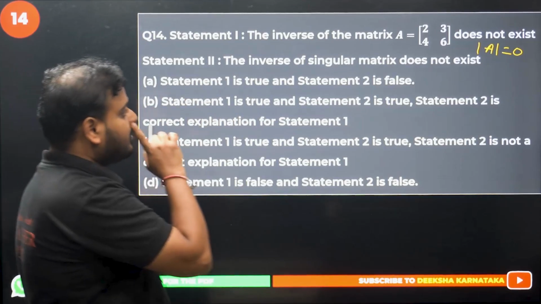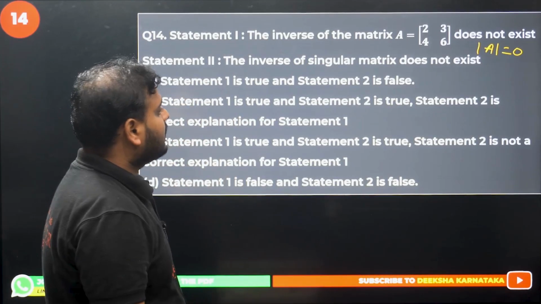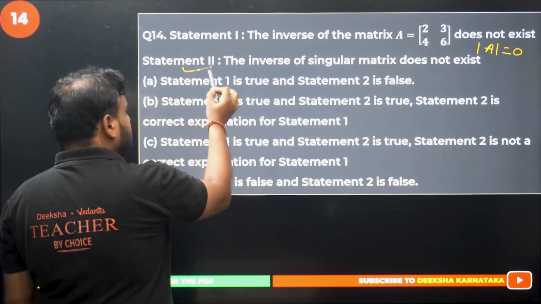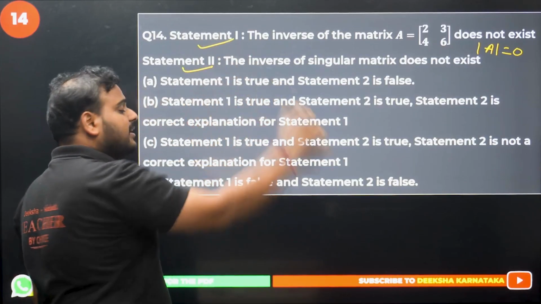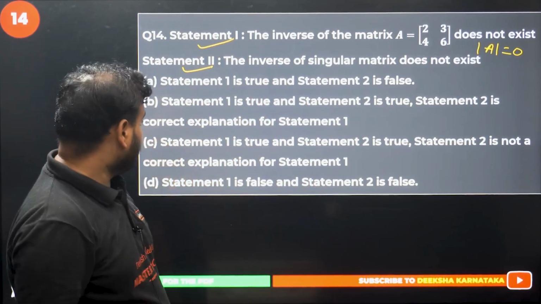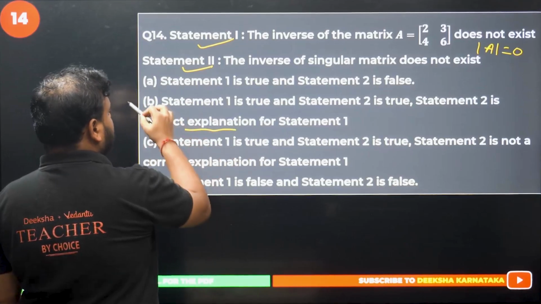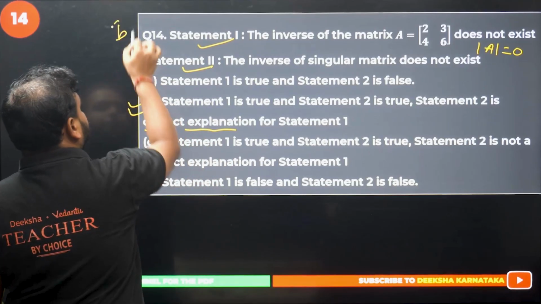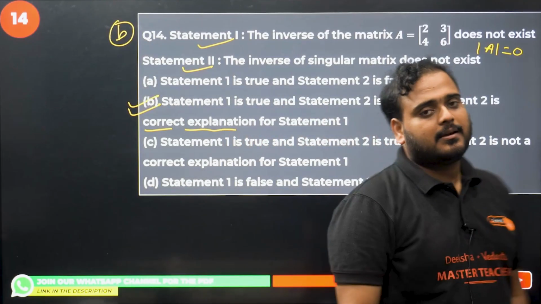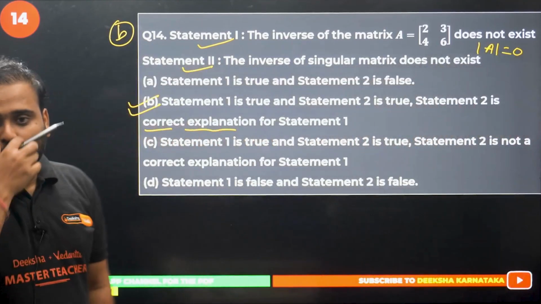Statement number 2 is: inverse of a singular matrix does not exist. Correct. Both of these are true, and it actually explains the assertion as well. Statement 2 is true, 1 is true, and 2 explains statement 1. So 1 is true, 2 is true, and correct explanation. So it means option B is right. Option B is right. 1 is true, 2 is true, and statement 2 is the correct explanation of statement 1. Okay. So 14th is done.